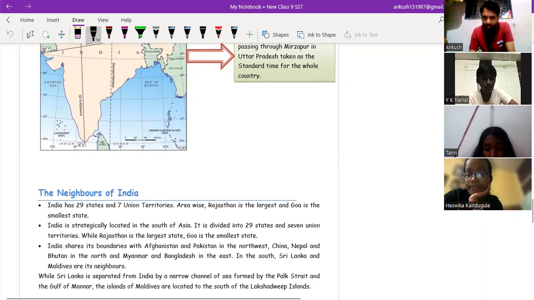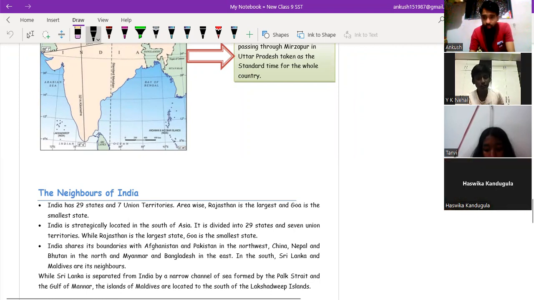India is strategically located in the south of Asia. I just told you this some time before. Is it located in south of Asia? Yes, sir. It is divided into 29 states and 7 union territories, while Rajasthan, same things have been repeated over here. The Tropic of Cancer.